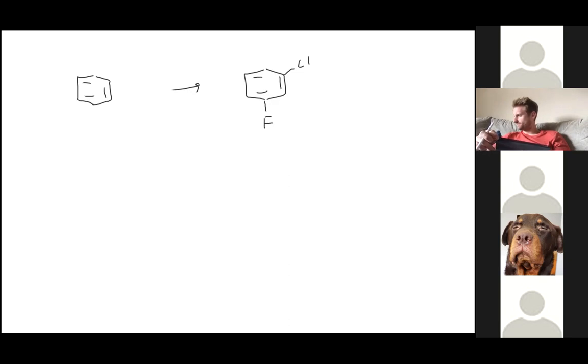So we've got a chlorine and a fluorine here. Our chlorine, if we were to add that first, it's a group 3, it's an ortho para director. We're going to run into the issue that we can't actually add to the position that we want to add it into, which is this meta one. So we're going to have to go through our fluorination pathway first.